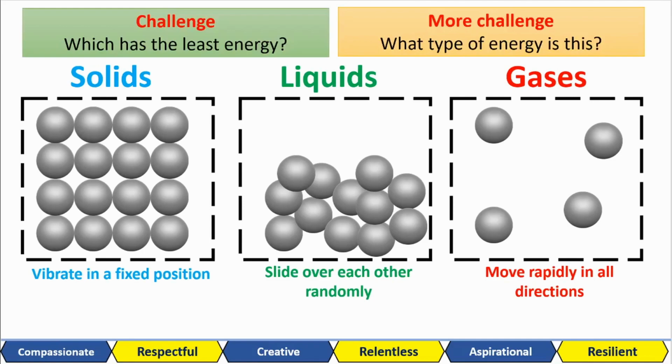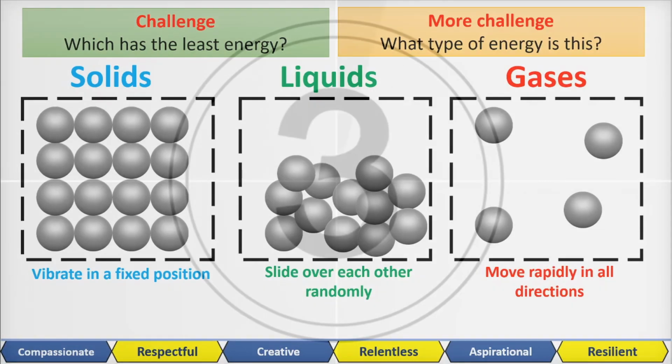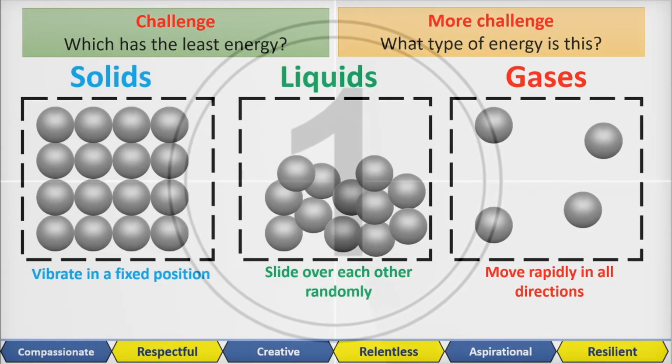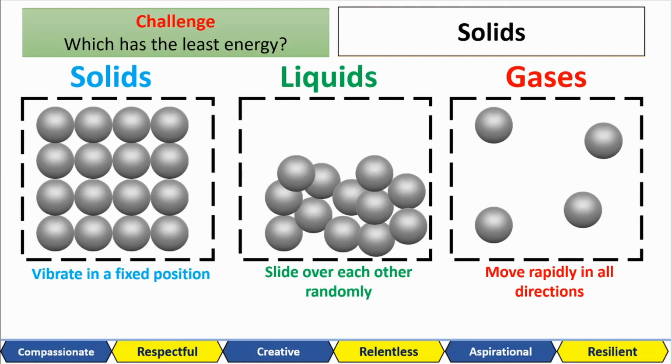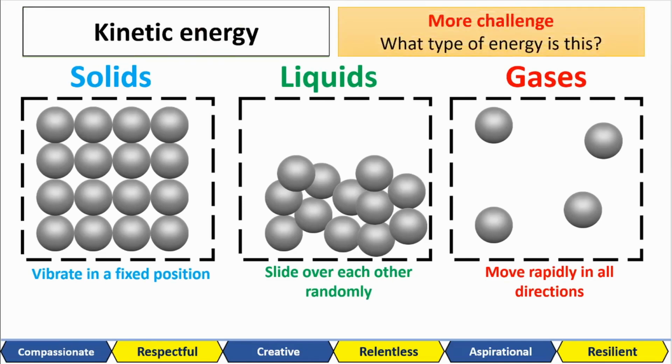I've got these 2 challenge questions now. Which of these have the least amount of energy, and what type of energy are we talking about? Solids have the least amount of energy, gases have the most amount of energy. And because it's movement, the type of energy is kinetic energy, which is the same as saying movement energy.